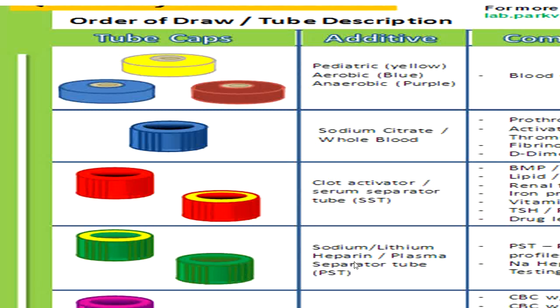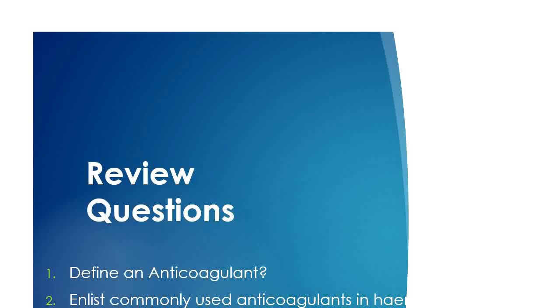The green stopper contains sodium or lithium heparin or plasma separator, PST, and is used for chromosome testing. Potassium EDTA is used for whole blood CBC and different hemograms. Sodium fluoride with potassium oxalate is used for blood sugar by the GOD-POD method and lactic acid. Potassium EDTA is also used for trace element or lead testing.